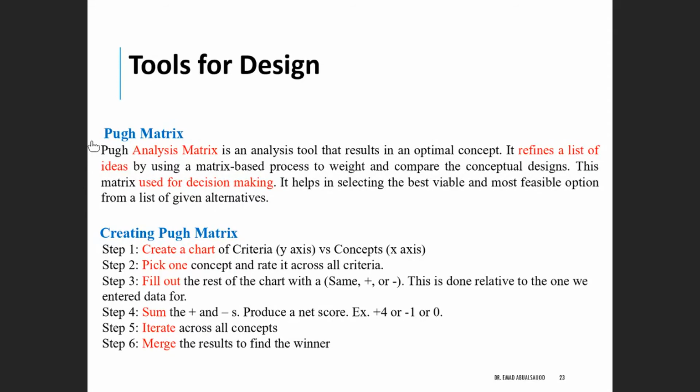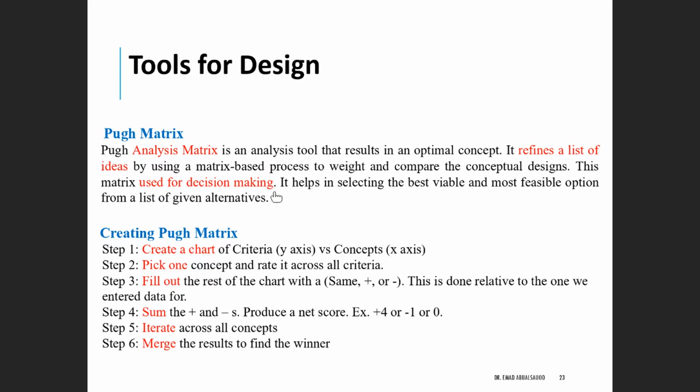Among the tools for design, we will cover today a new tool called the Pugh Matrix. It's an analysis tool used to refine a list of ideas by using a matrix based on weights. So you use weights for those ideas or criteria, and compare the conceptual designs. This matrix is used for decision making.